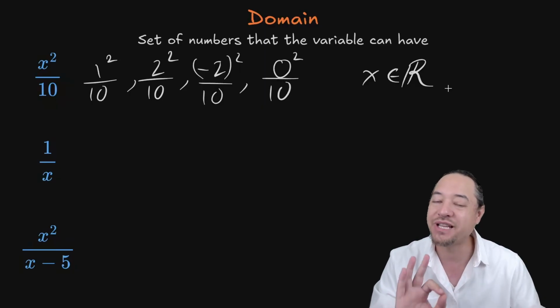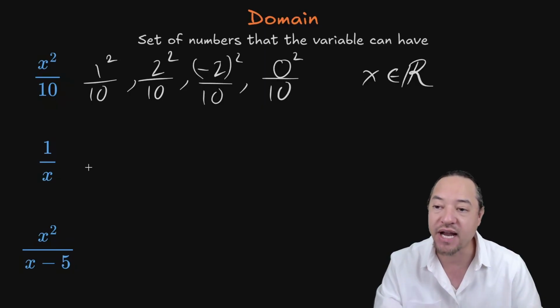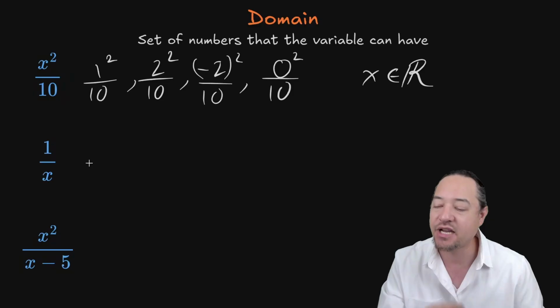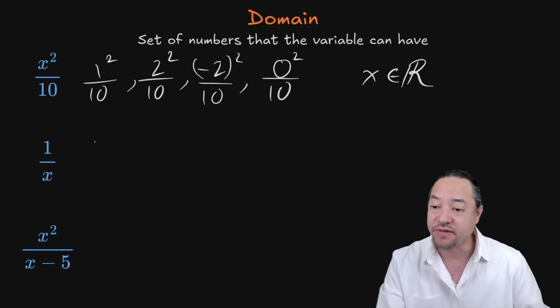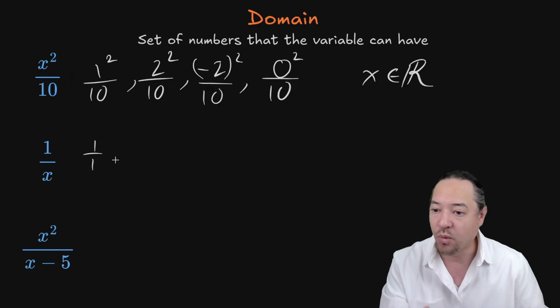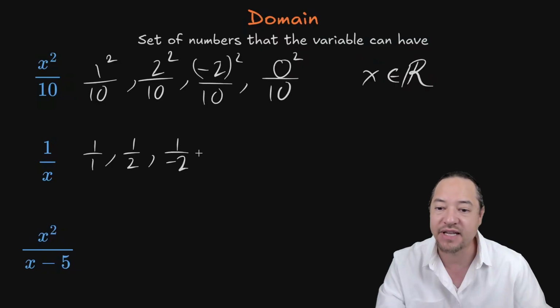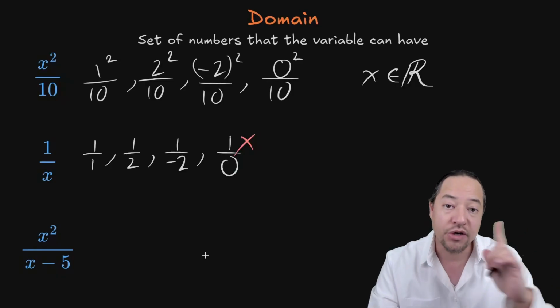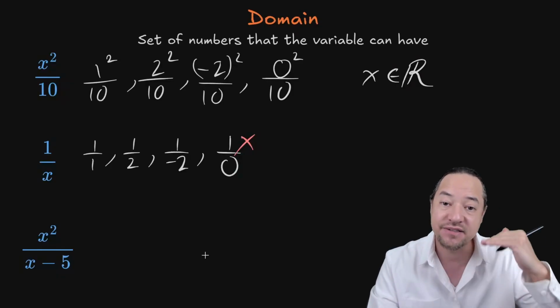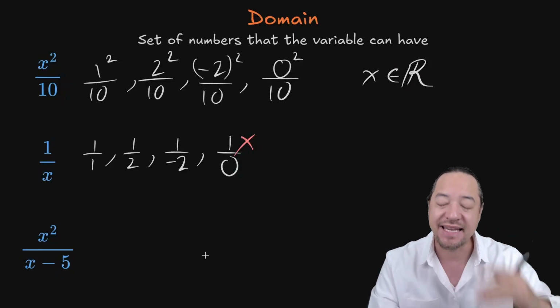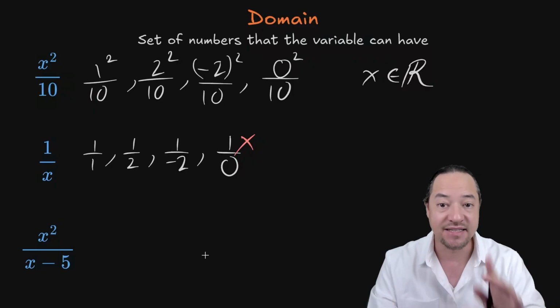Now, what do I mean by that? Well, let's take a look at the next one here, 1 over x. I could do similar things. I could put in x equals 1. So if I do that, it's 1 over 1. That's just a number 1. That's fine. If I do 2, 1 over 2. That's valid output. If I do negative 2, I'll get 1 over negative 2. That's negative a half. That's fine. If I put in a 0, I'll get 1 over 0. And 1 over 0 is a problem because 1 over 0 is undefined. I cannot divide by 0. I cannot have 0 in the denominator.